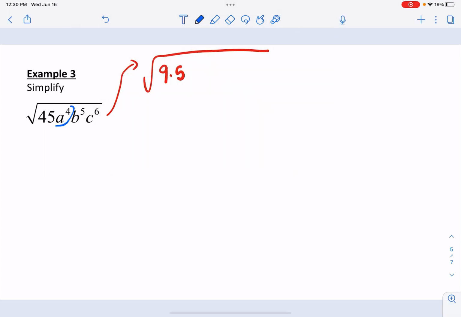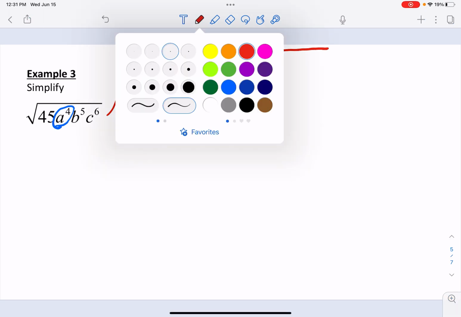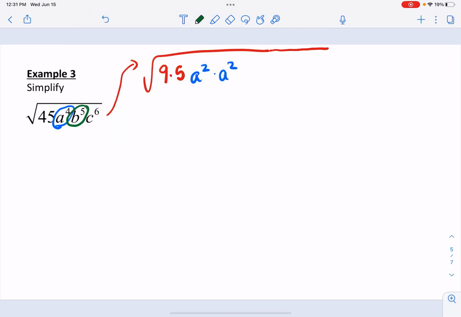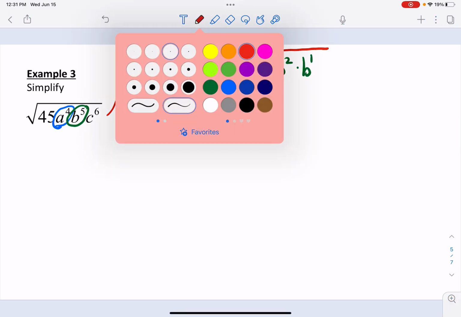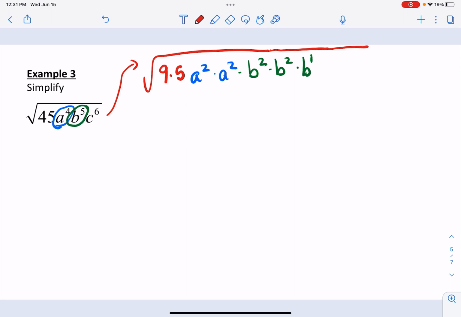Now I'm going to break up this a to the fourth. A to the fourth is a squared times a squared, because if I were to add those exponents together, I would get a to the fourth. B to the fifth, well, that's b squared, b squared, and b to the first. And then c to the sixth.